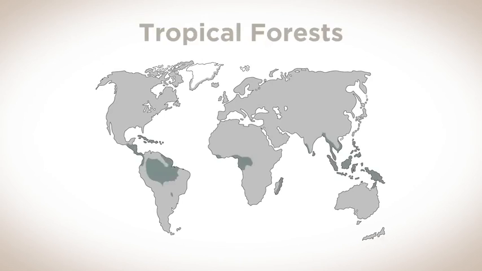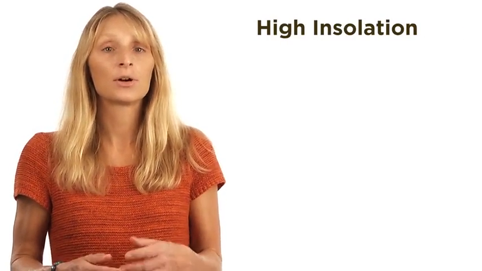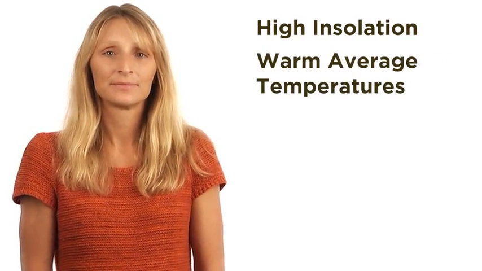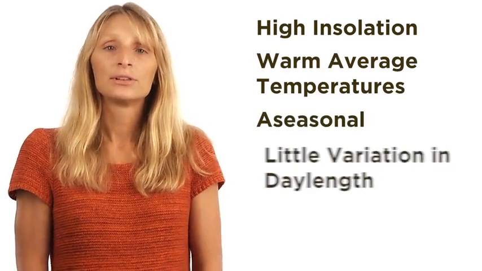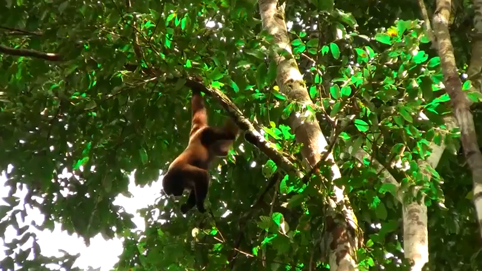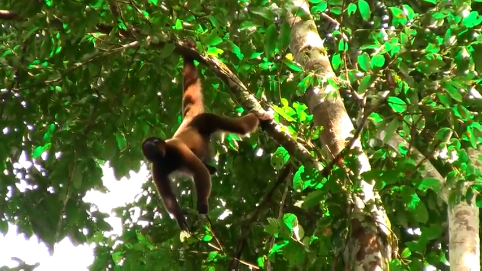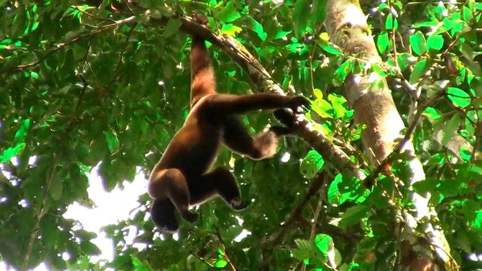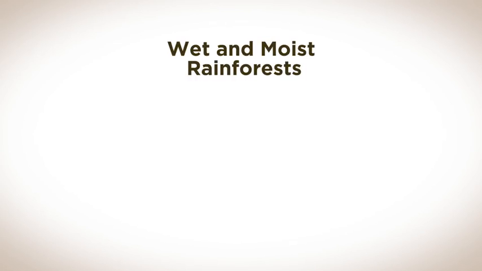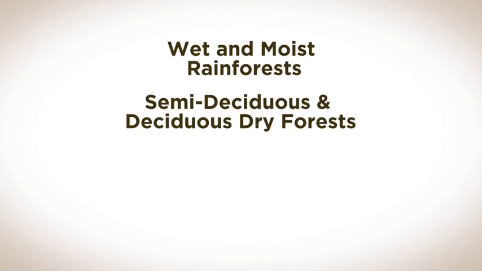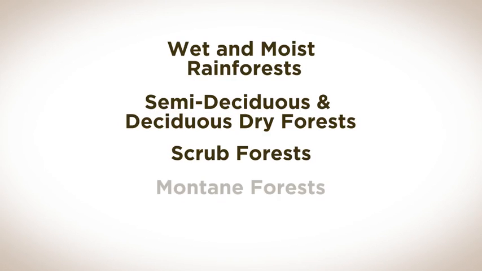All tropical forests share certain characteristics. They have high levels of solar radiation, or insolation, year-round, creating warm, average temperatures. They are aseasonal, with little variation in day length and no distinct cold season. Tropical forests have high diversity, but are dominated by broadleaf trees. Conifers are generally lacking. Tropical forests include wet and moist rainforests, semi-deciduous and deciduous dry forests, scrub forests, montane forests, and mangroves.